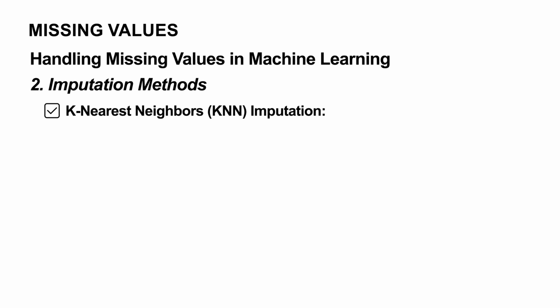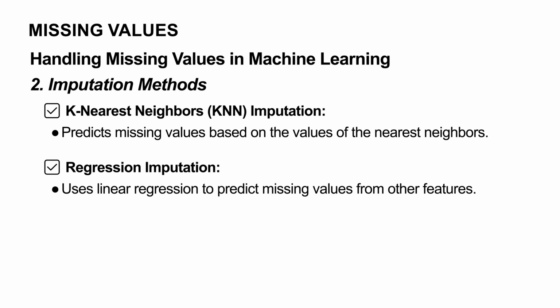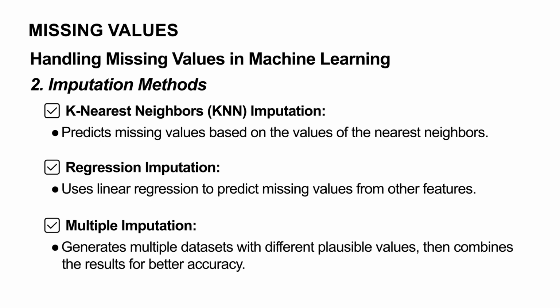K-nearest neighbors, KNN, imputation. Predicts missing values based on the values of the nearest neighbors. Regression imputation. Uses linear regression to predict missing values from other features. Multiple imputation. Generates multiple datasets with different plausible values, then combines the results for better accuracy.